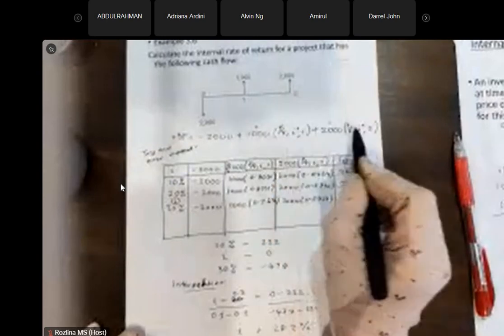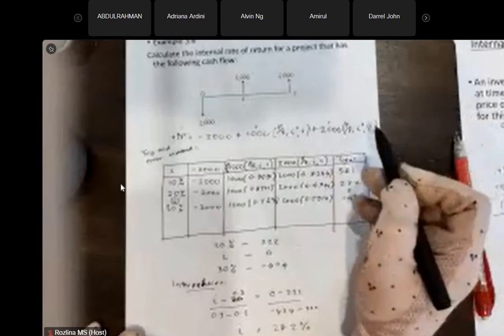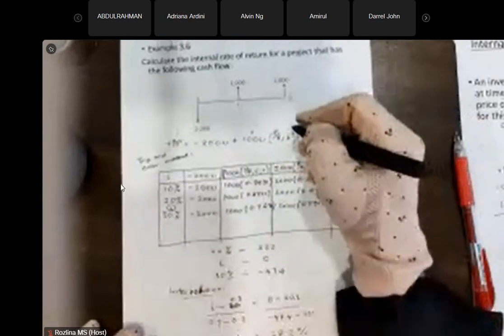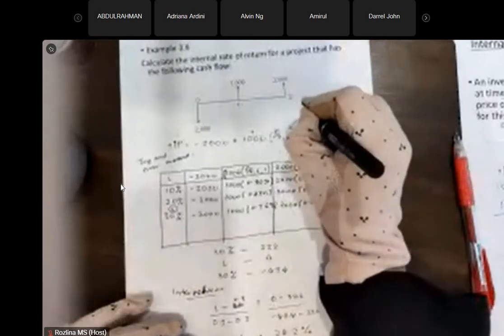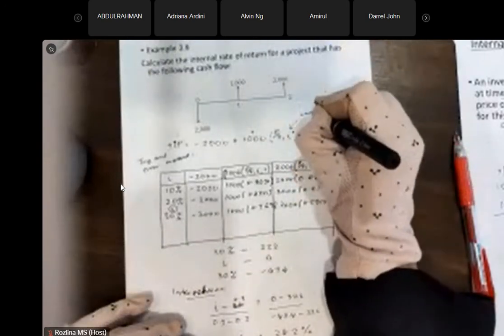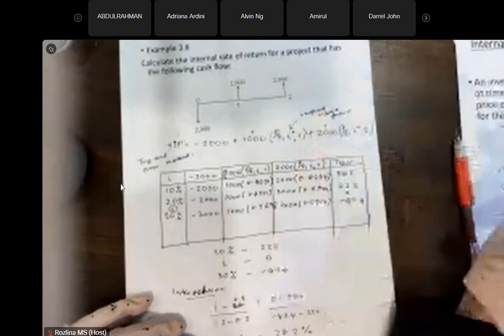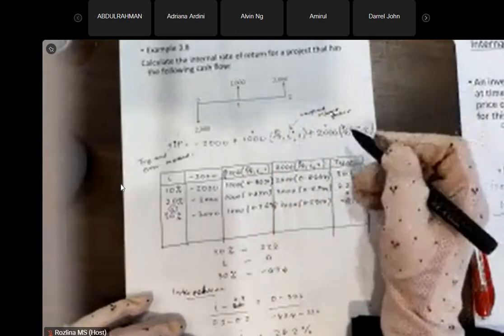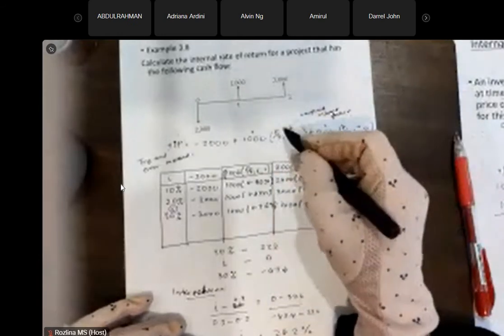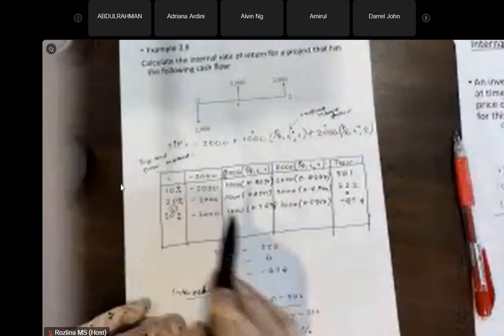But you cannot simply take this one PF, because the year is not the same. Another thing is that we call this the compound interest factor. So there are two compound interest factors, so you cannot simply take it from the table. You have to do the trial and error method.